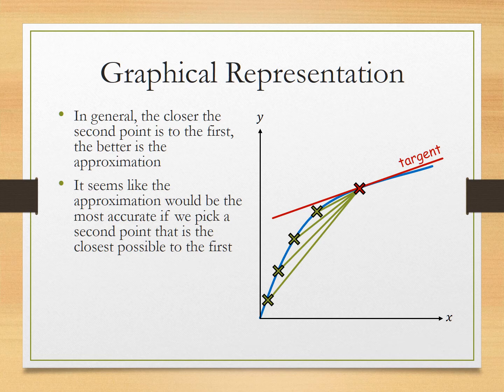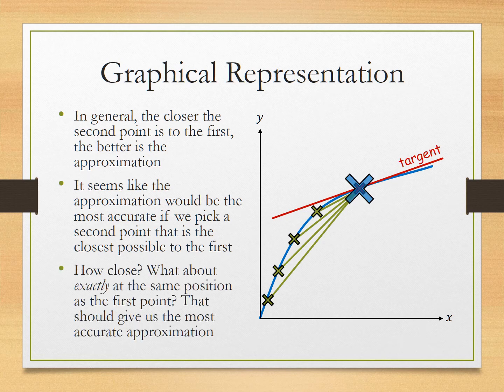And where do you find the closest point? The closest point would be that point, right? The closest point to the point you're interested in is the point you're interested in. So it seems like, based on our logic, if you can pick the second point equal to the first point, then you would get a completely accurate approximation.